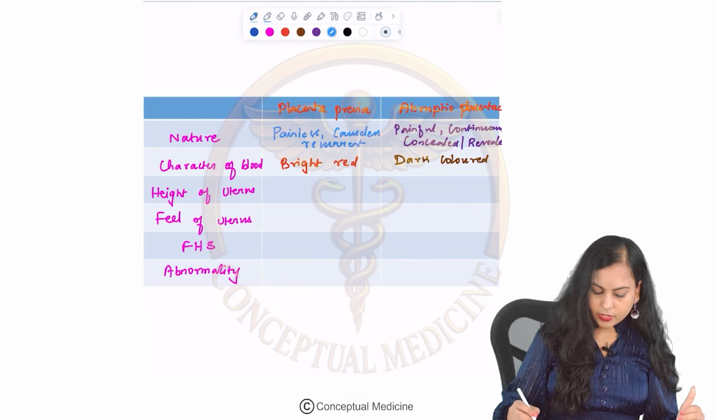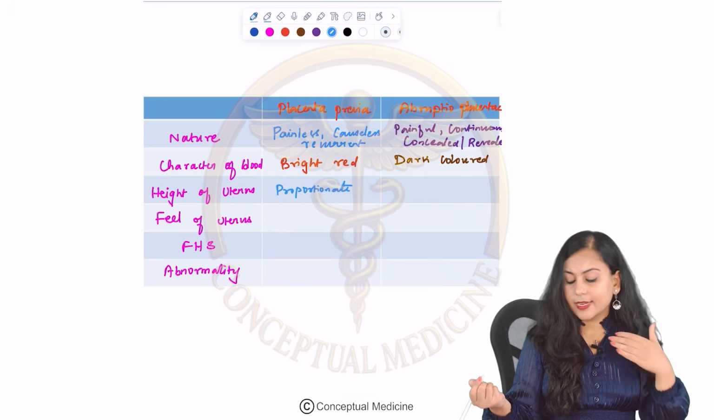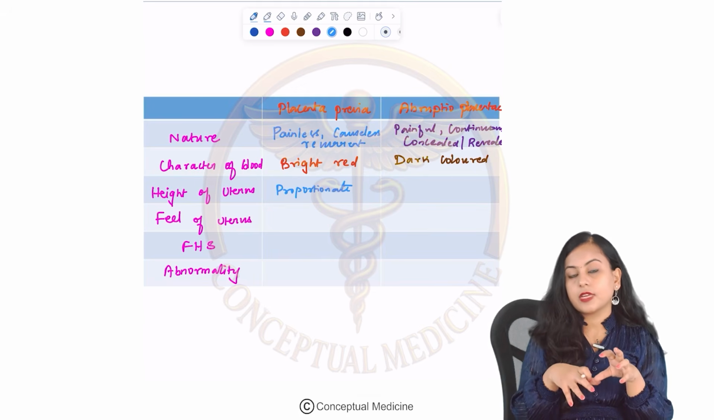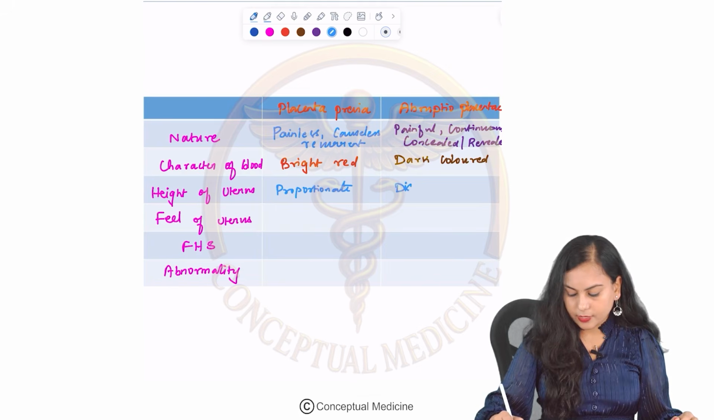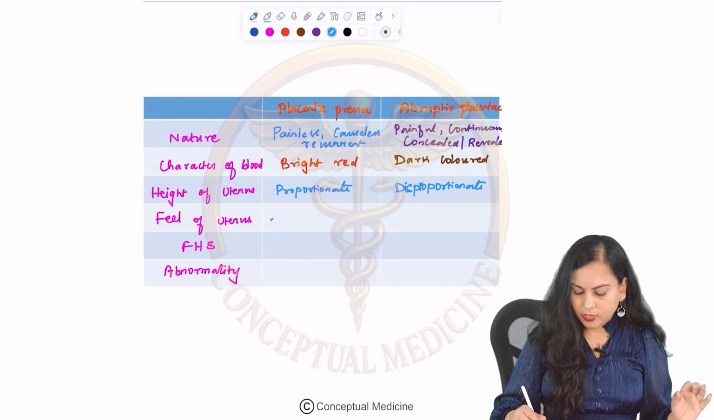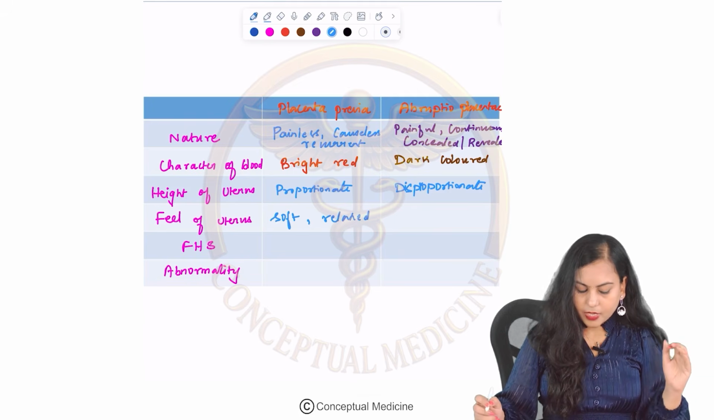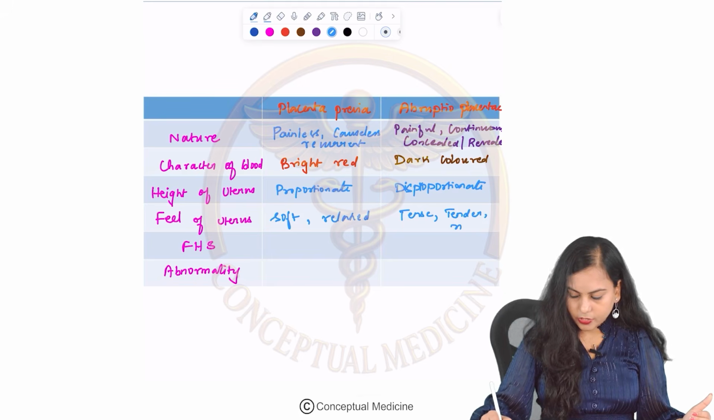Then the height of the uterus in placenta previa is going to be proportionate to the gestational age. Whereas in case of abruptio placentae, imagine if there is a concealed bleeding, the blood is also getting collected inside the uterus, right? So, there will be disproportion between the height of the uterus and the gestational age. Feel of the uterus: usually it is soft and relaxed in case of placenta previa, whereas in case of abruptio placentae, this is not relaxed, usually this is tense, tender and rigid, okay.